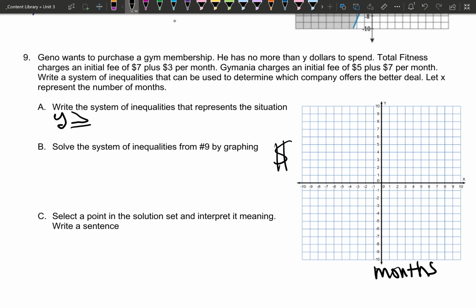All right. Total Fitness charges $7 per month. So 7x. Oh, whoa, I'm wrong. $3 per month. 3x. That's nice. And they also charge, so plus an initial fee of $7.